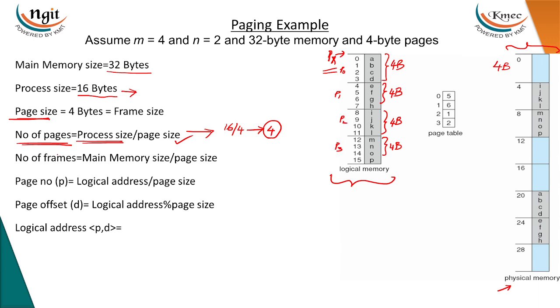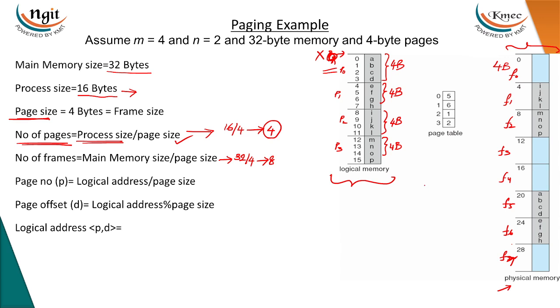Then what is the number of frames? Main memory size divided by page size, that is 32 divided by 4, you will get 8 frames. Count it: 0, 1, 2, 3, 4, 5, 6, 7, total 8 frames. And you can number them F0, F1, F2, F3, F4, F5, F6, F7. So there is a process, and P0, P1, P2, P3 are pages, and F0, F1, F2, F3, and so on up to F7 are frames.